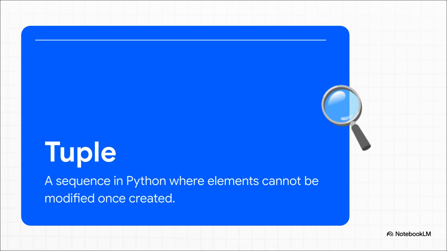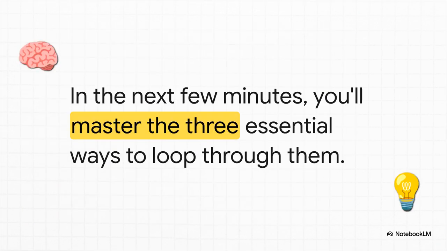Now, the single most important thing to remember about a tuple is that it's immutable. It's a bit of a fancy word, but all it really means is that once you create it, everything inside is locked in place. You can't add things, you can't remove things, it's set in stone. And that's exactly why we need to know the right ways to loop through and get what we need from it. But here's the good news. It is not nearly as complicated as it might sound. In fact, in just the next few minutes, we're going to walk through the 3 essential ways to loop through tuples. By the end of this, you'll know exactly which tool to grab for which job.